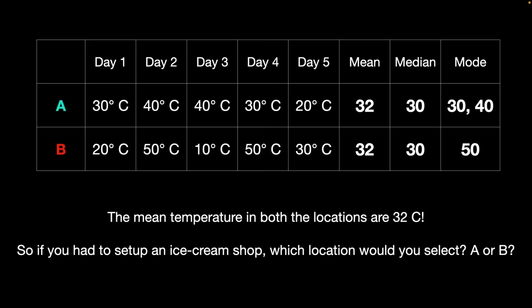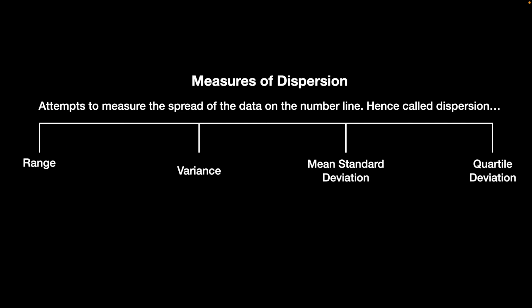Now, if you're going just by the average or the mean, unfortunately, it provides us with no meaningful information, since the average temperature of both the locations is 32. This is where the measures of spread or dispersion come in. As I said, measures of dispersion attempt to describe the spread of the data. These include the range, variance, standard deviation, quartile deviation, and there are a couple of others which we'll talk about when we get there, but for now, these four are the basics.